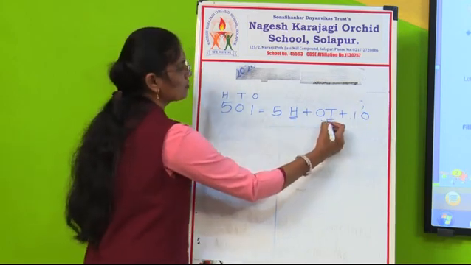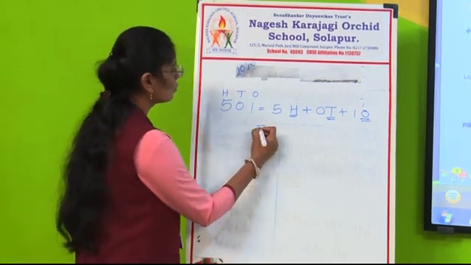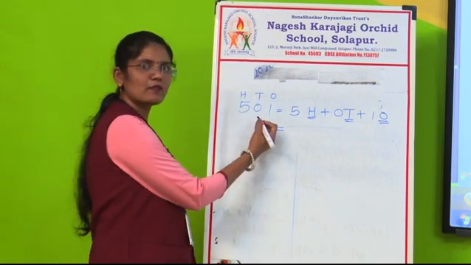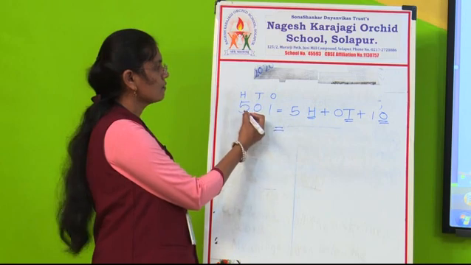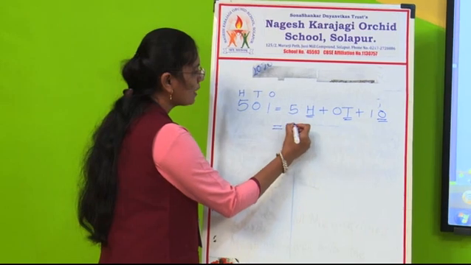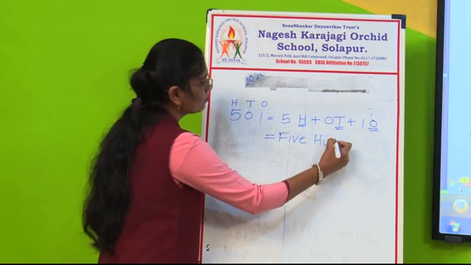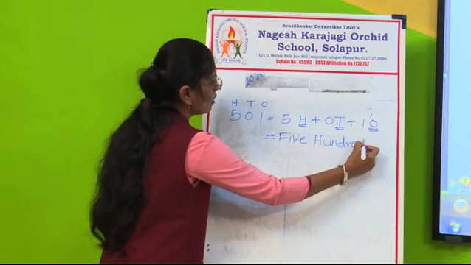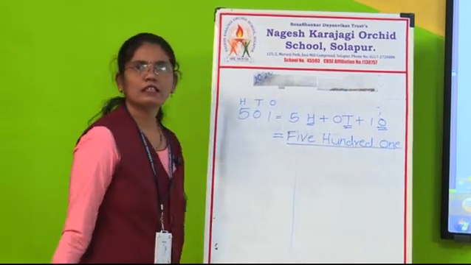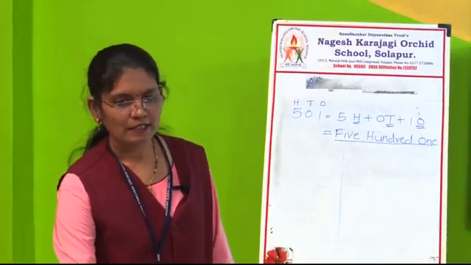Now this is the fill in the blanks. Again we have to write the number name of the given number. Can you read this number once again? Yes, 501. So again we will write the number 501. FIVE 500 and 1. This is the number name of the given number. Understood? Okay. Let us take one more example.